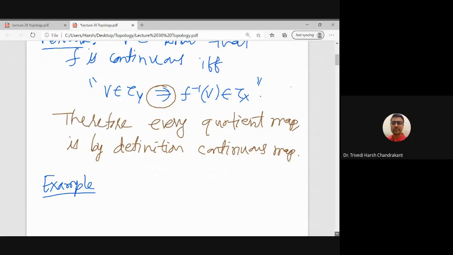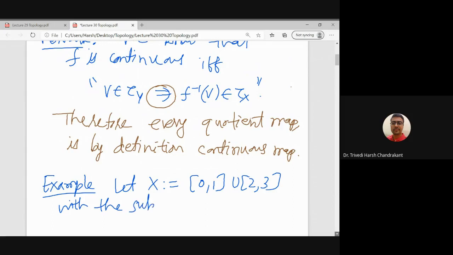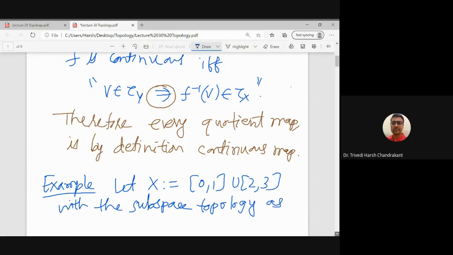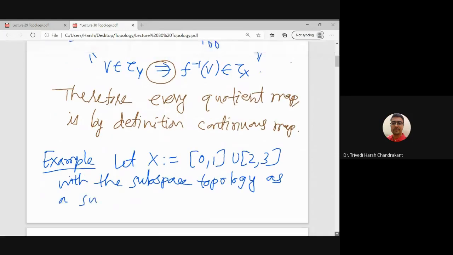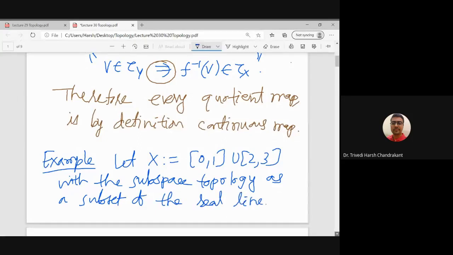So if I consider a subspace topology on the set [0,1] union [2,3], induced as a subset of the real line. So here real line means basically we are considering the standard topology on R.